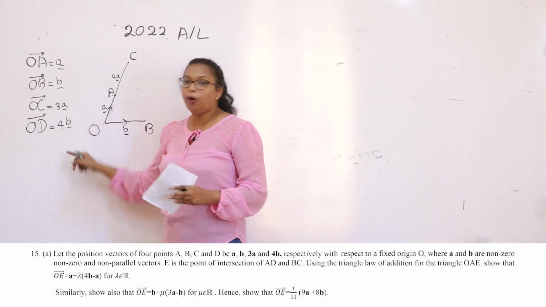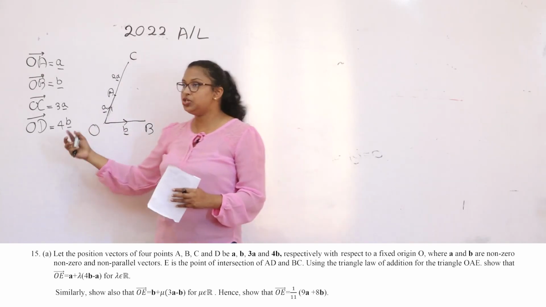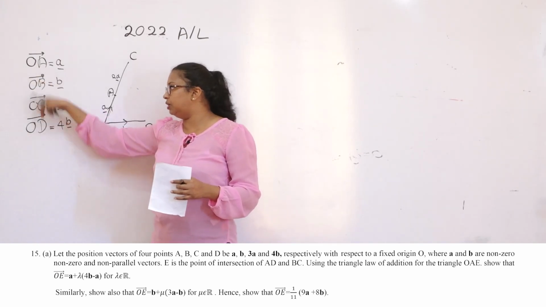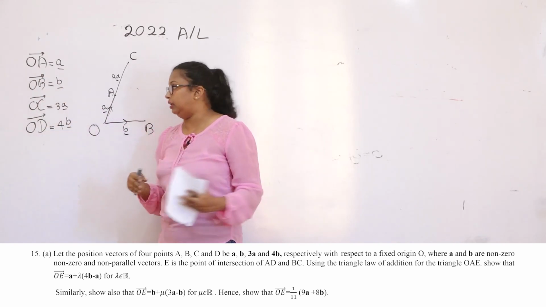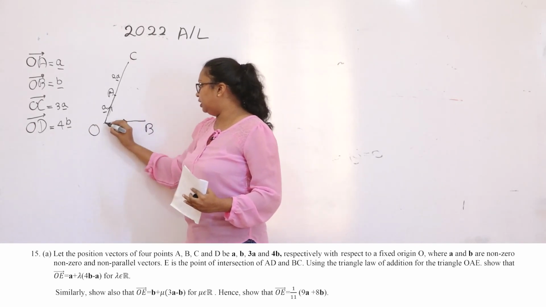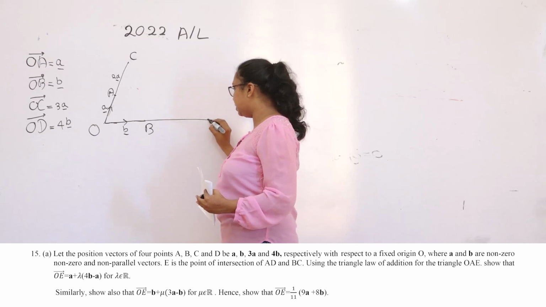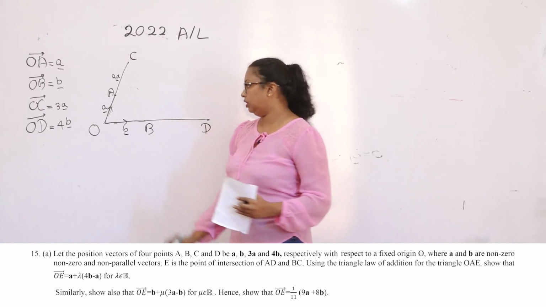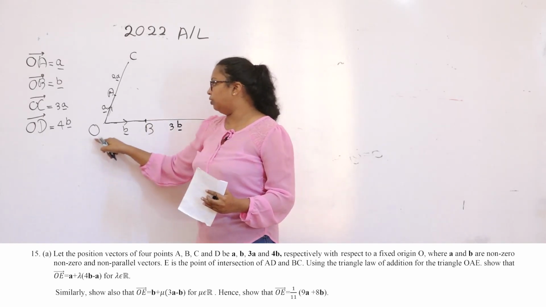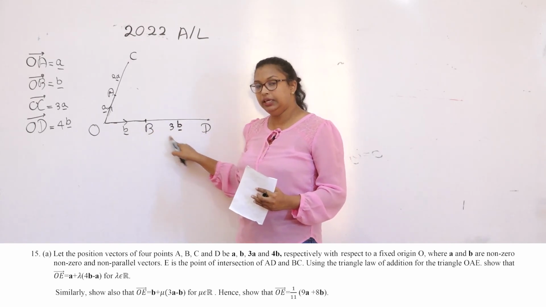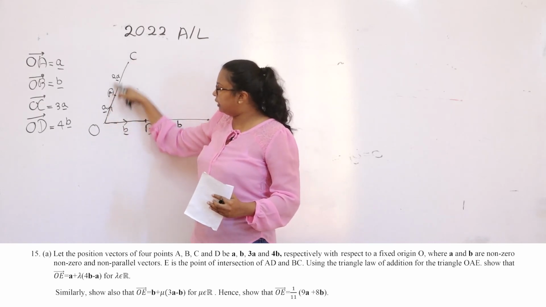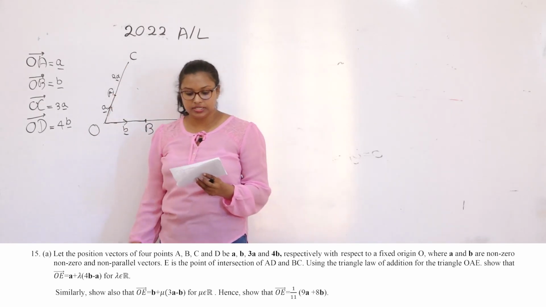And OD is 4B. So vector 4B should definitely be parallel to vector B, and as both of them are starting from the point O, they should lie on the same line. Okay, so this is vector B, 4B should be 4 times the length like this, and OD should be something here, where this is B and this part from B to D should be 3B. Now OD is B plus 3B, 4B, and OB is B, OA is A, OC means A plus 2A, that is 3A. Hope you can understand up to this place.